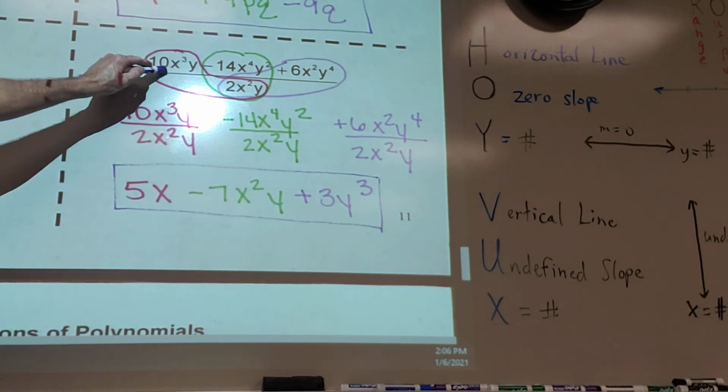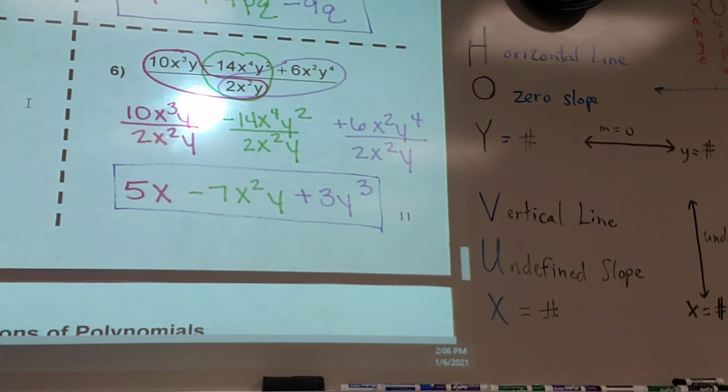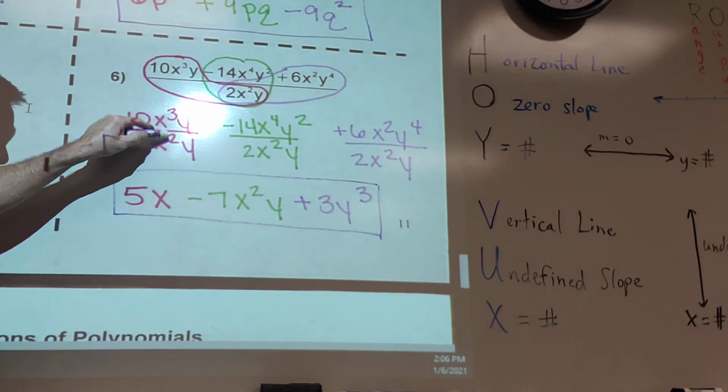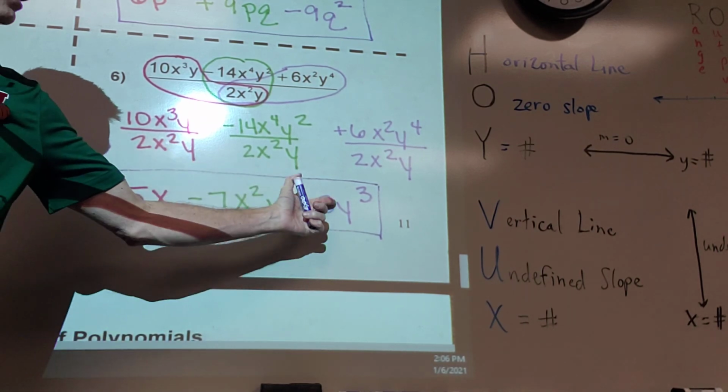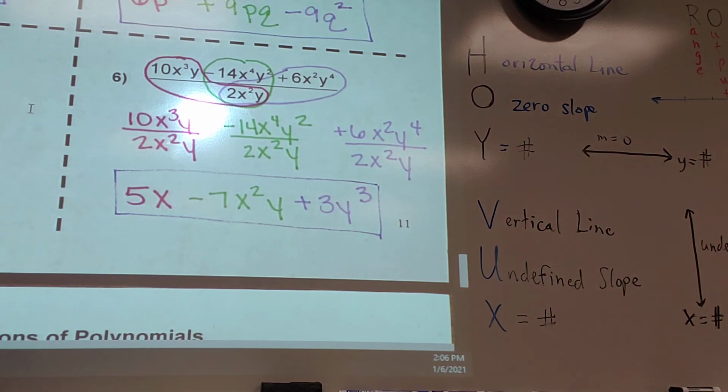So again, you divide your 2x squared y into each of these separately, and then when you simplify, you should get 5x minus 7x squared y plus 3y to the third.